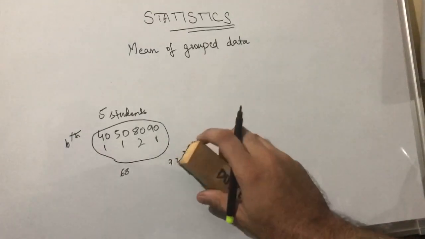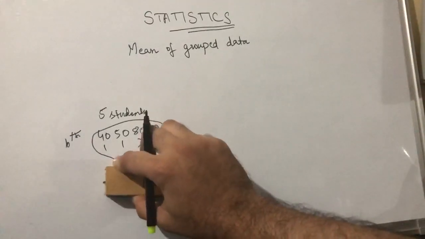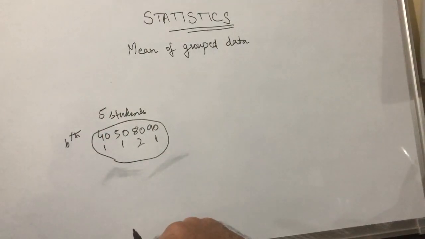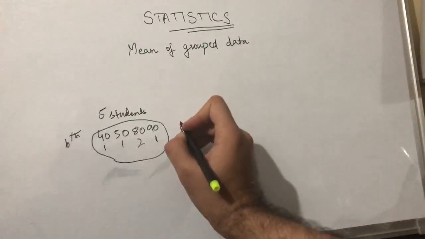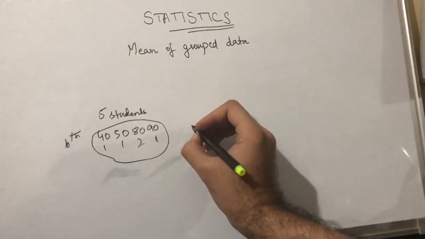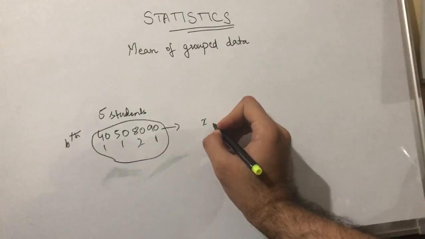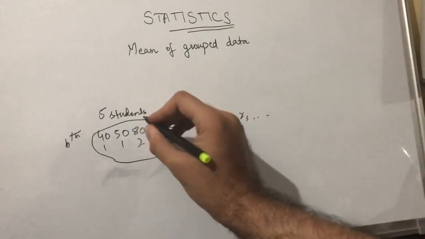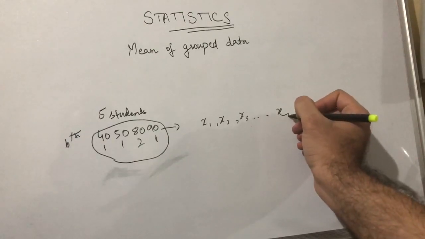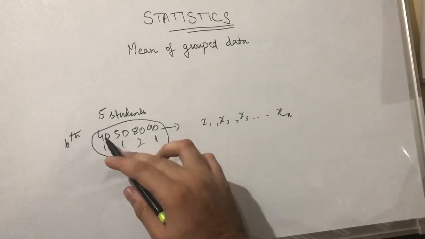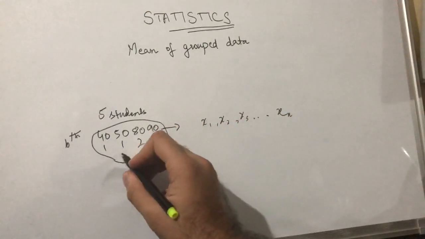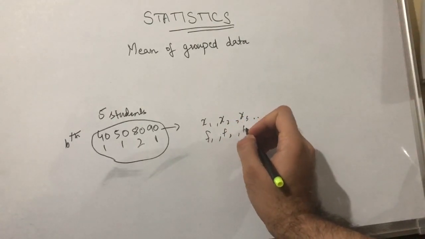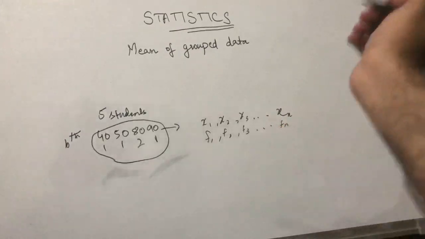In order to do this, we first need to find out the mean or the average of this particular data. Now how would we do that? Let's denote these values with x. So this would be x1, x2, x3 and so on. Here we have 5 students, but we can have more in our data. So x1 would be 40, 50 and so on, and these values with f: f1, f2, f3 and so on till fn. We can have n number of items here.